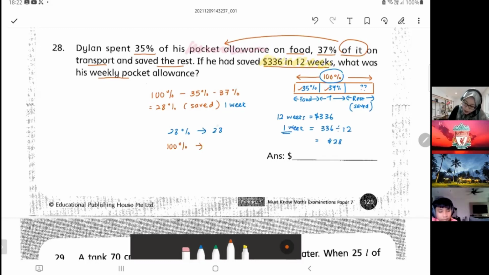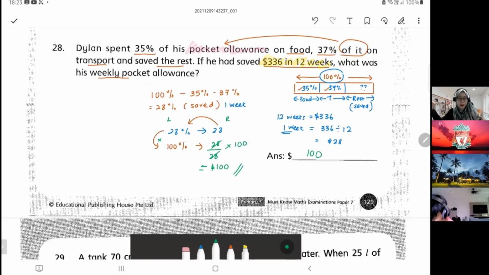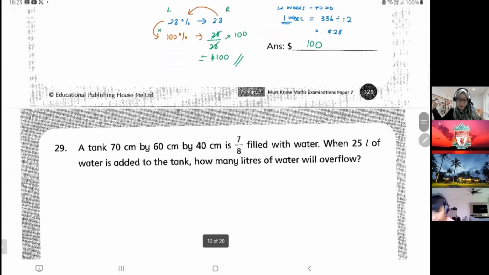So the right over the left times the bottom. Again, the right over the left times the bottom. Okay, so 28 over 28 times the bottom. 100% equals, this is 1. 1 times 100 is $100. That's it. His pocket allowance is $100. Understand? Next, 7 minutes left.